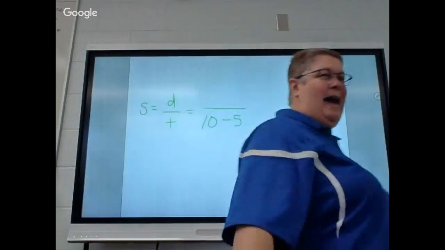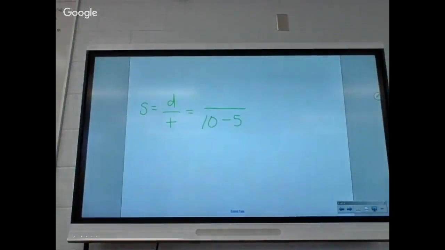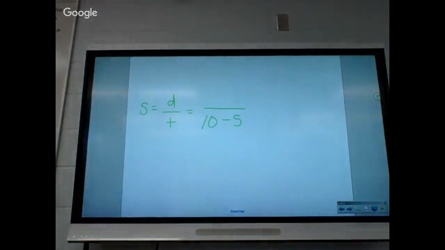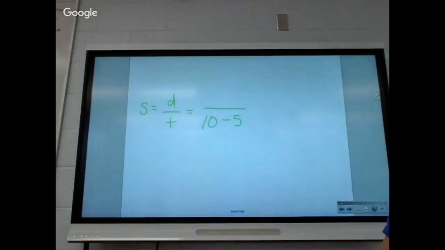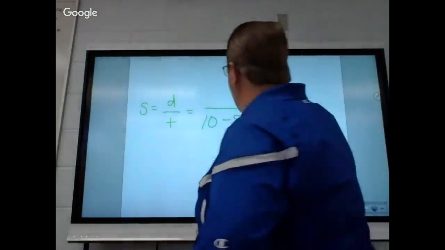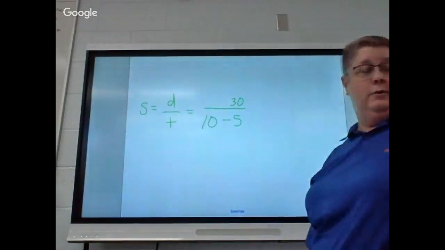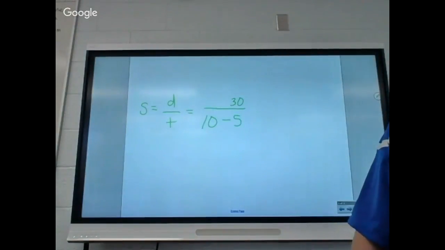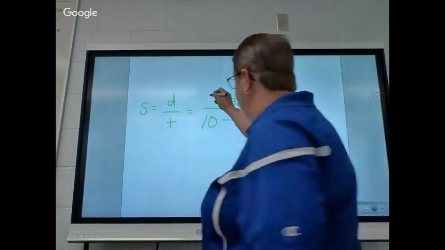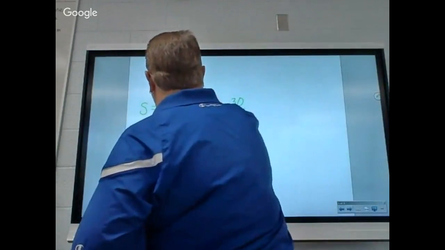Now, do I have distances given to me in question number 3? No, I don't, do I? So where am I going to get the distances from? From the table. So find the 5 seconds. What number matches the 5 seconds? So I'm going to put the 30 right above the 5. Now find the 10 seconds. What matches it? So I'm going to put the 70 right above it.